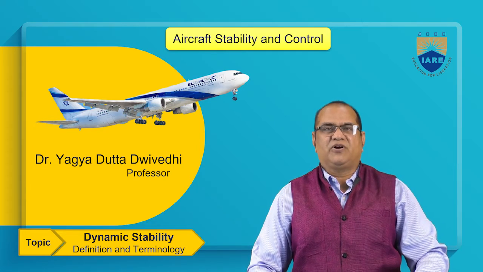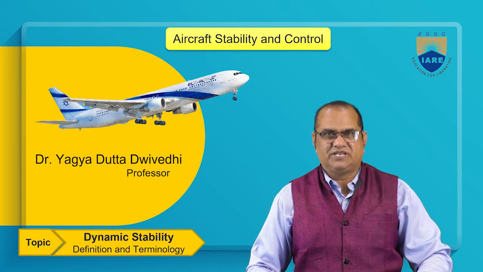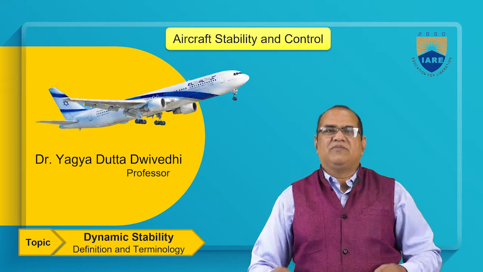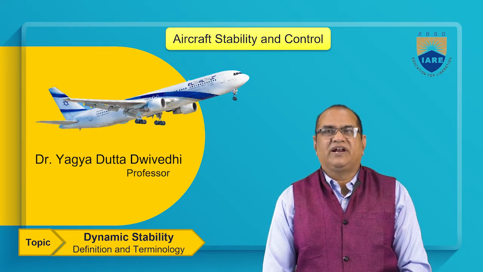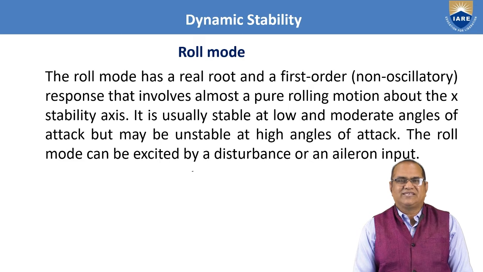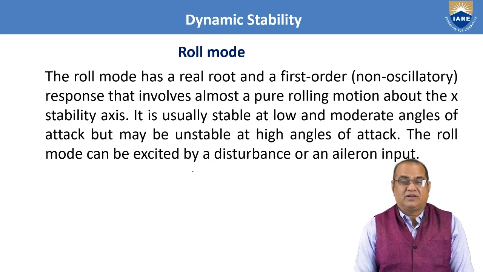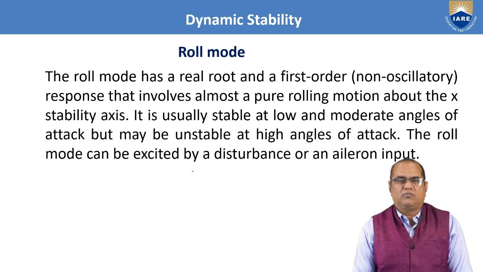I am in module 5, which is dynamic stability, and in this I am going to discuss the definitions and the terminology. I am going to discuss some of the important dynamic stability terms and terminology. First one is roll mode.